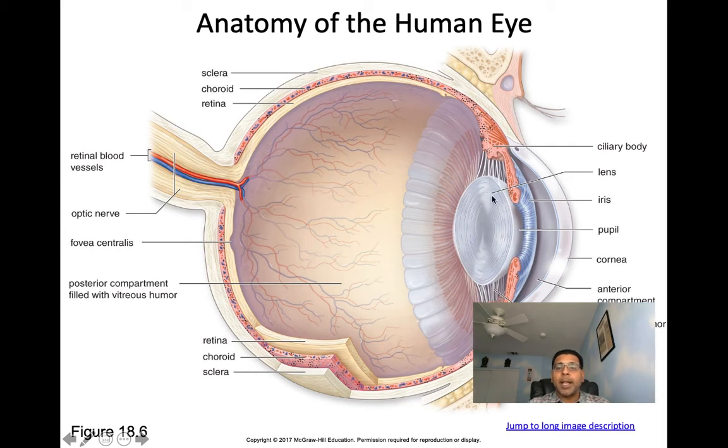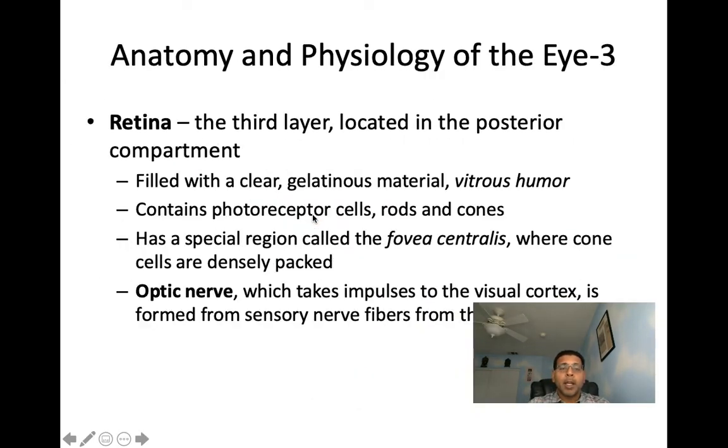So here we've got the lens. Anterior to the lens, we've got the anterior compartment. Posterior then to the lens back here is all posterior compartment. Now when we talk vitreous humor, it is going to be a clear gelatinous material. So this takes us then to the third layer, our retina. So the retina is going to be the third layer.